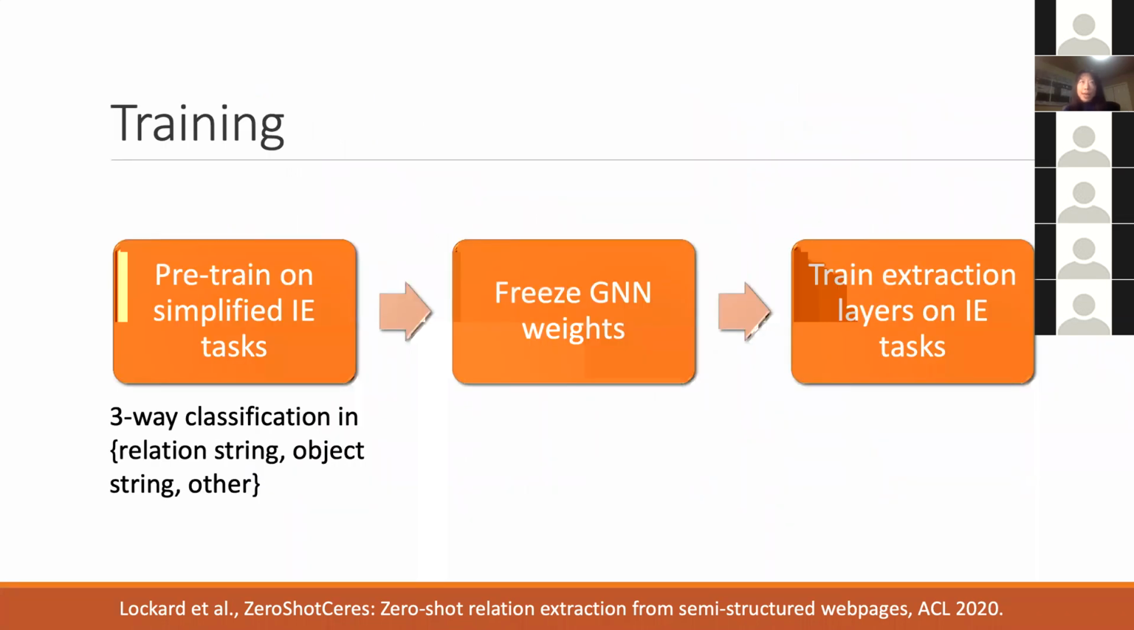We do pre-training on some simplified IE tasks. For each text field, we do 3-way classification to decide if that is a relation string or an object string or some other string. It could be totally irrelevant to any knowledge triples. And then we freeze the weights of the graph neural net and then train the extraction layer on top of it. So that gives us the model and the results we have just seen.